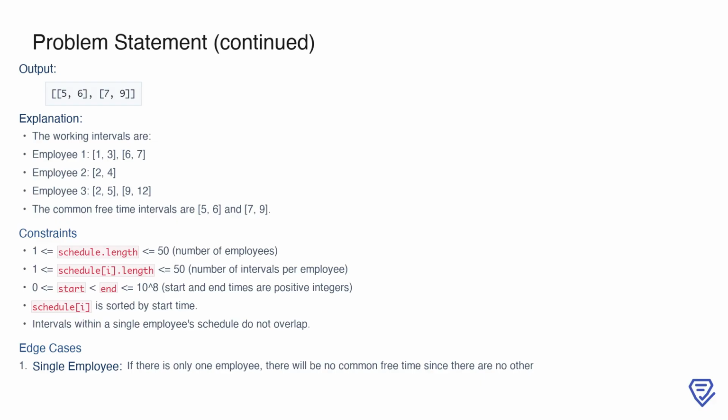When we calculate the common free time, we find that the shared free time intervals are 5, 6 and 7, 9. This means that all employees are free from time 5 to 6 and again from time 7 to 9. These results are sorted in ascending order, as required by the problem.